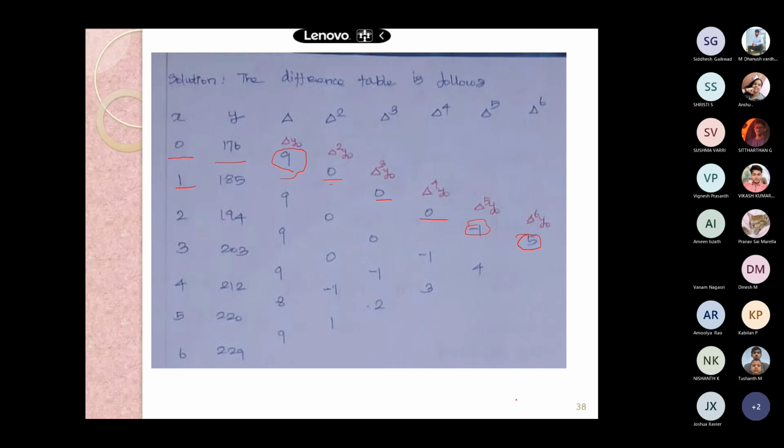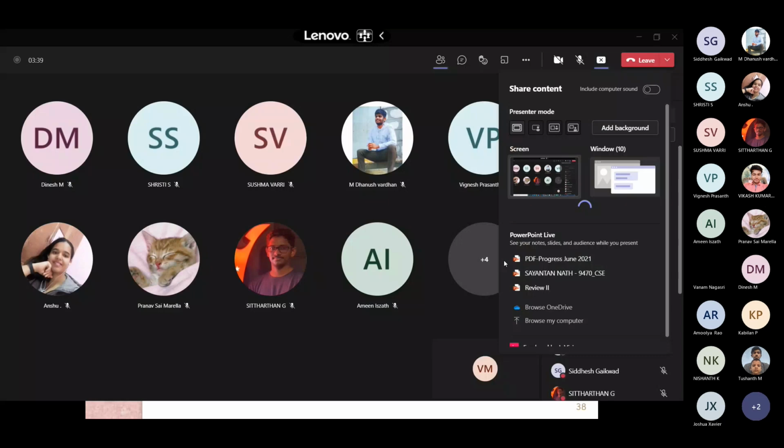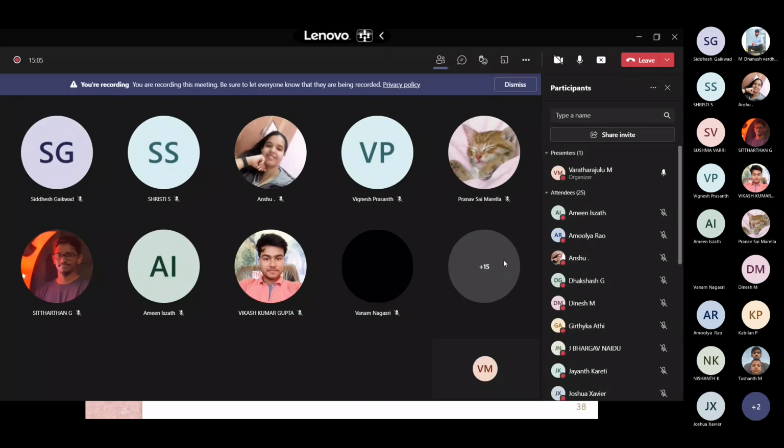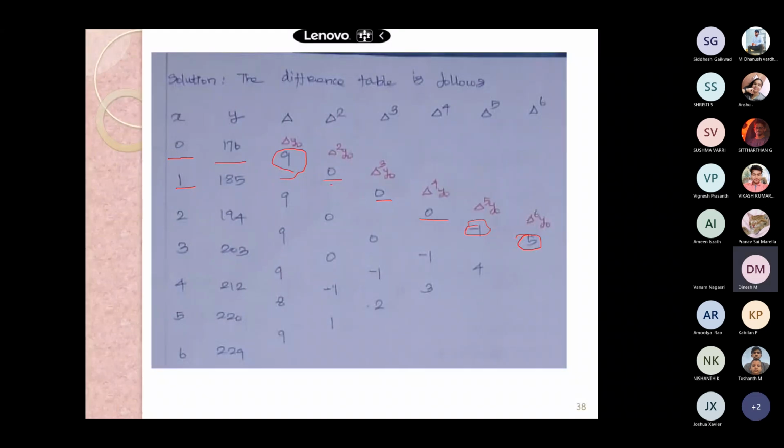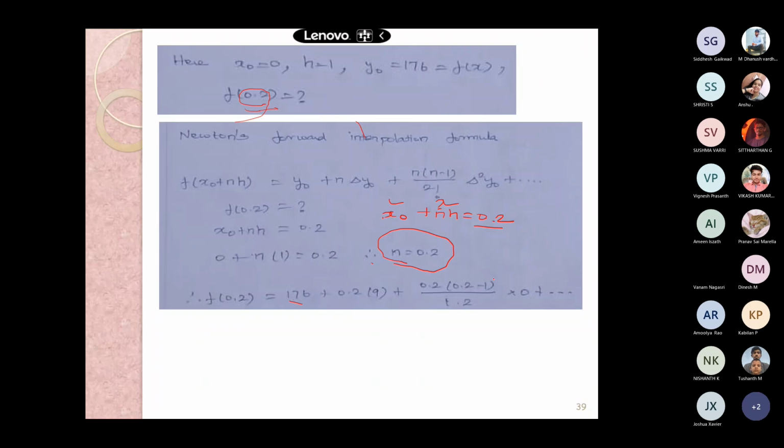Please tell me the value, Vignesh. What is the value of 1 divided by 5 factorial, Vignesh? What happened, Vignesh? Yes, sir. Dinesh. Vignesh, what is the value of 1 divided by 5 factorial?